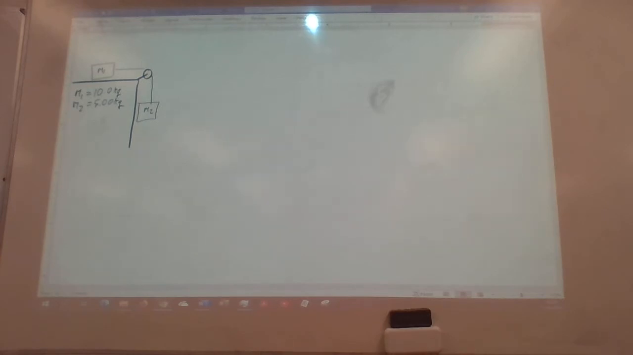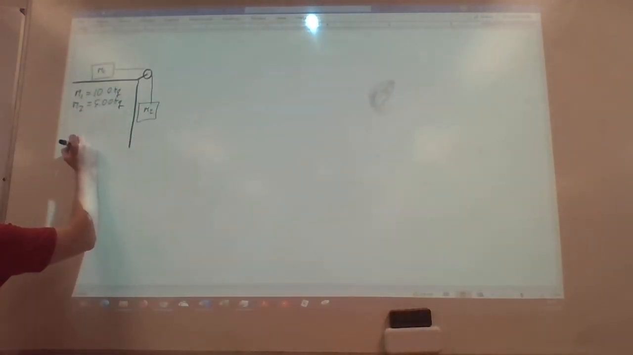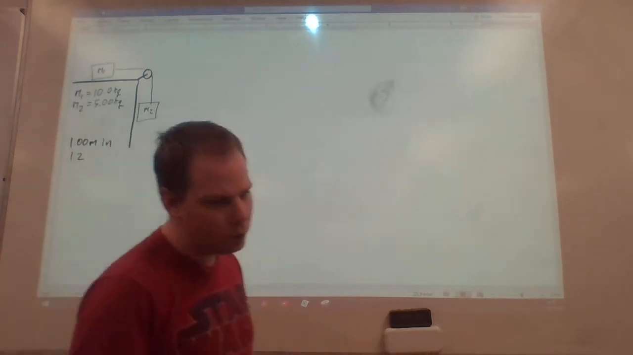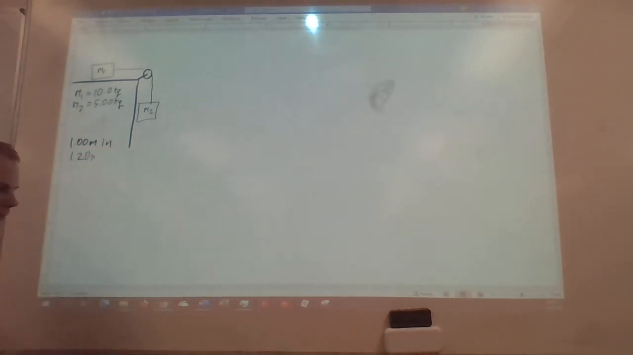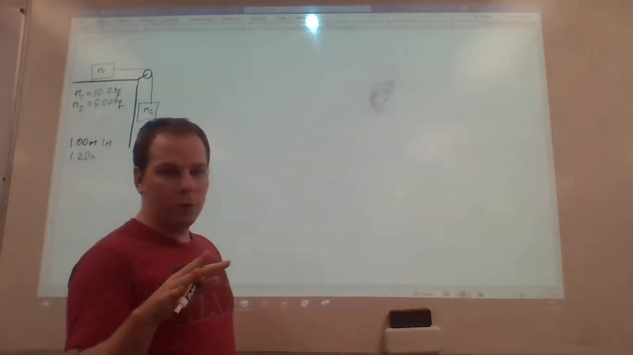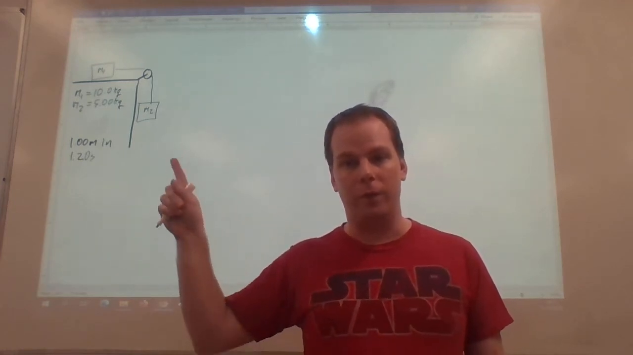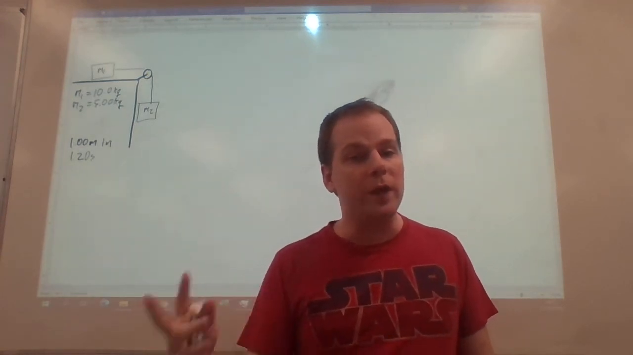When the system starts from rest, M2 falls 1.00 meters in 1.20 seconds. Determine the coefficient of friction between M1 and the table. So, we know that this system starts at rest, and when it is released from rest, this falls 1 meter in 1.2 seconds. Using that information, we can start to solve this.